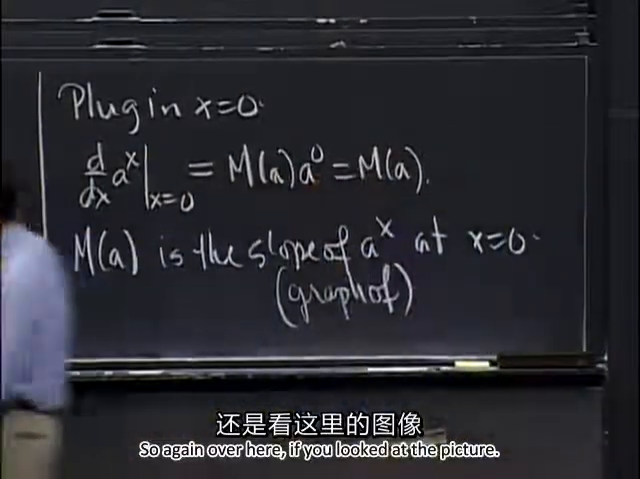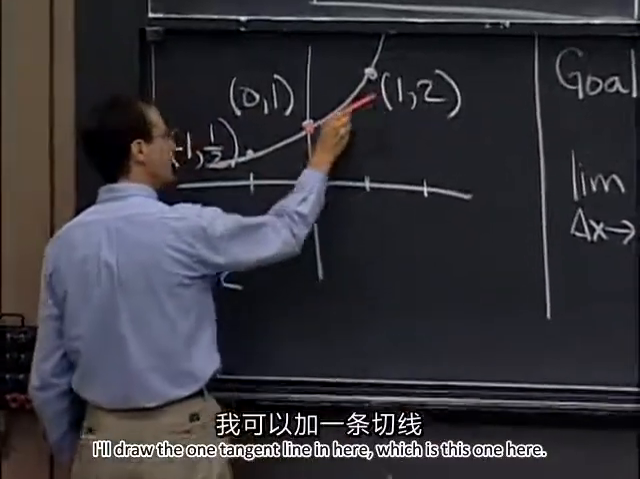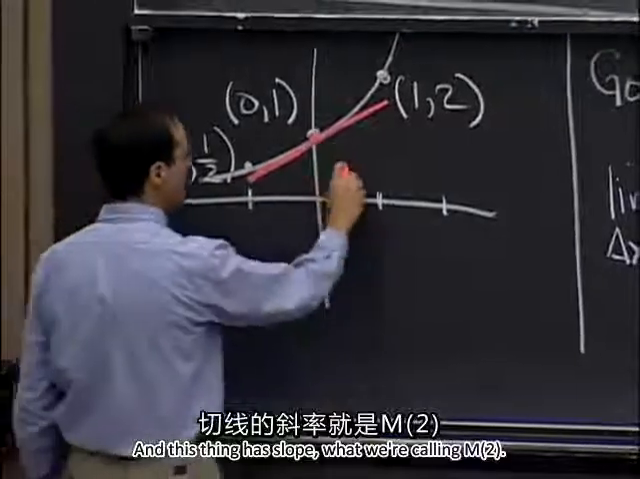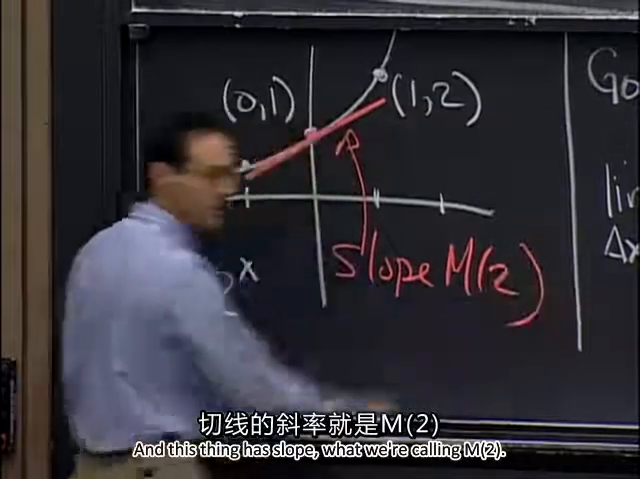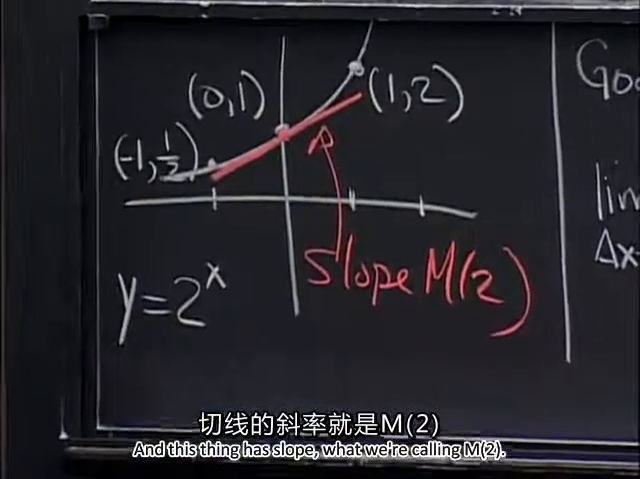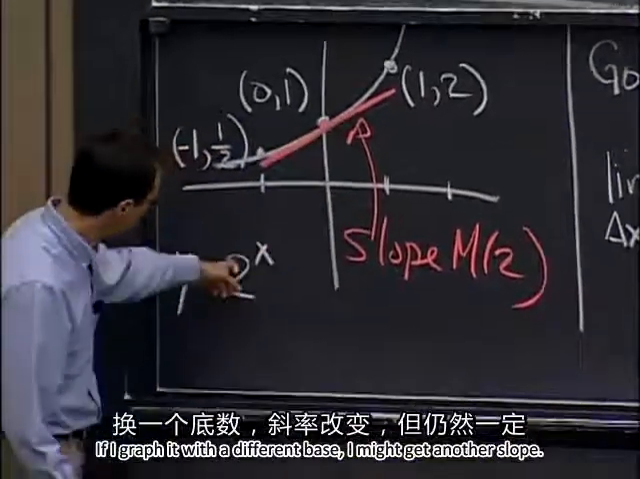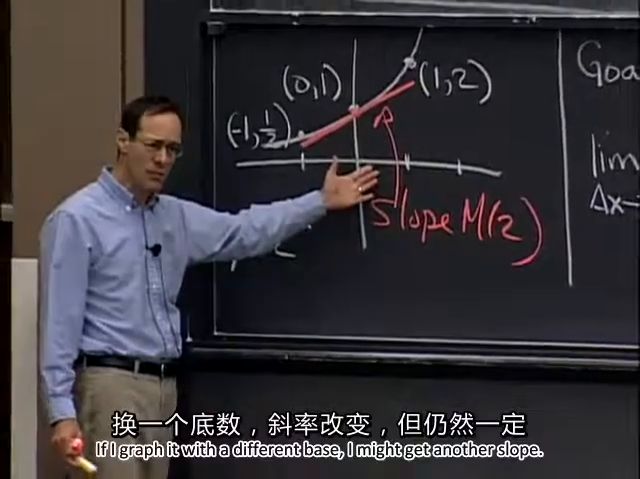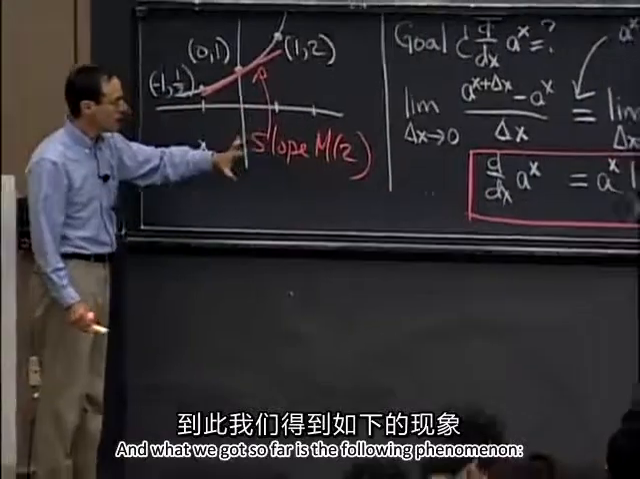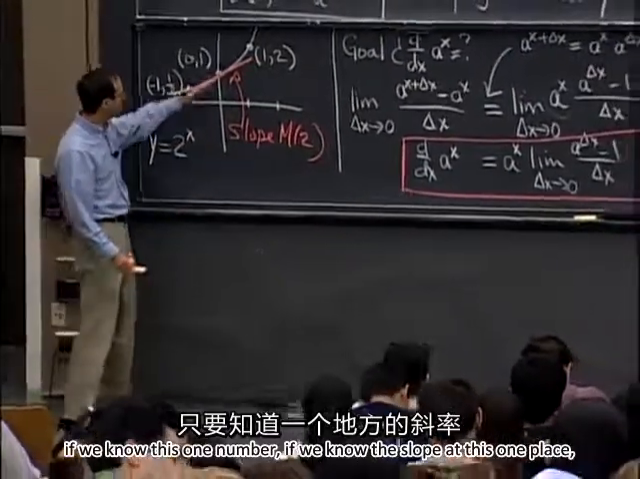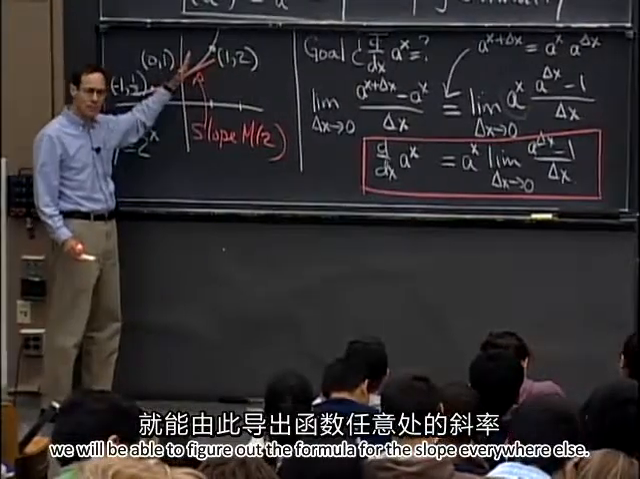So again, over here, if you looked at the picture, I'll draw the one tangent line in here, which is this one here. And this thing has slope, what we're calling m of 2. So if I graph the function y equals 2 to the x, I'll get a certain slope here. If I graph it with a different base, I'll maybe get another slope. And what we've got so far is the following phenomenon. If we know this one number, if we know the slope at this one place, we'll be able to figure out the formula for the slope everywhere else.